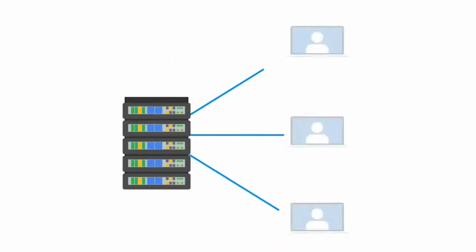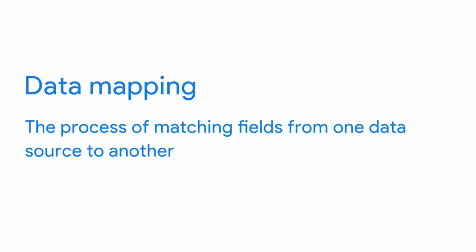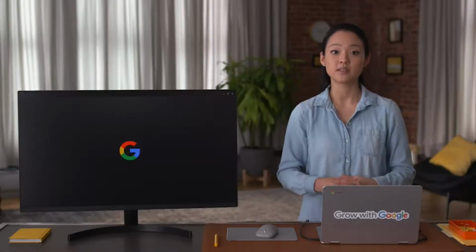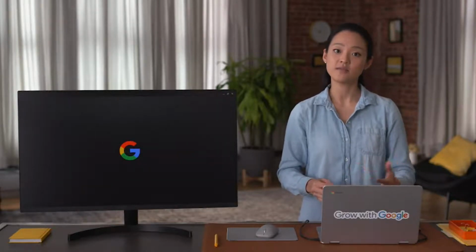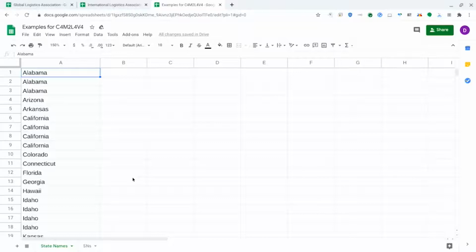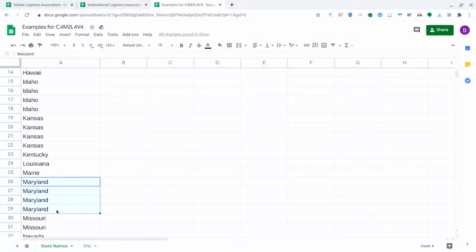To do this, data analysts use something called data mapping. Data mapping is the process of matching fields from one database to another. This is very important to the success of data migration, data integration, and lots of other data management activities. As you learned earlier, different systems store data in different ways. For example, the state field in one spreadsheet might show Maryland spelled out, but another spreadsheet might store it as MD.